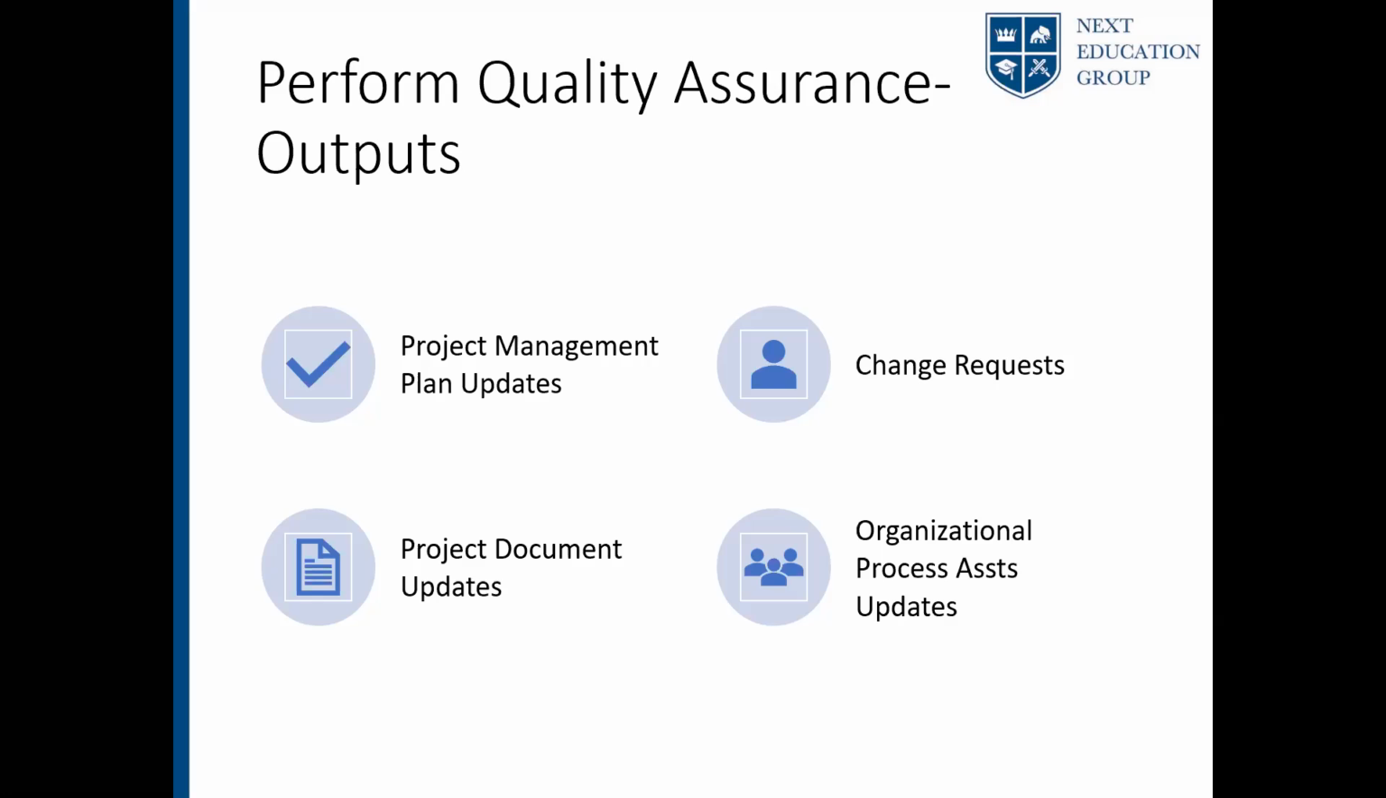Another output would be project document updates. As I said, now when the project plan gets changed, it is a project document, it gets updated as well. Sometimes organizational process assets like templates, like tools which are used can also get updated. So organizational process assets can also be updated as part of perform quality assurance outputs.